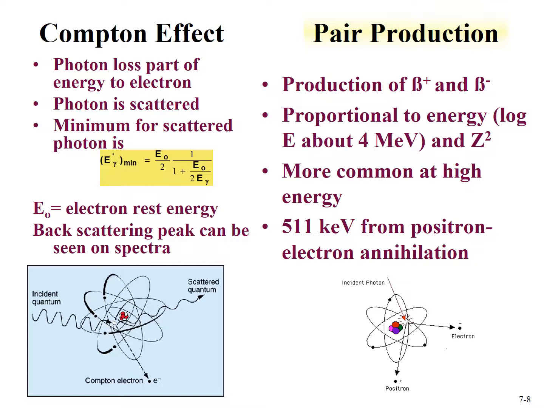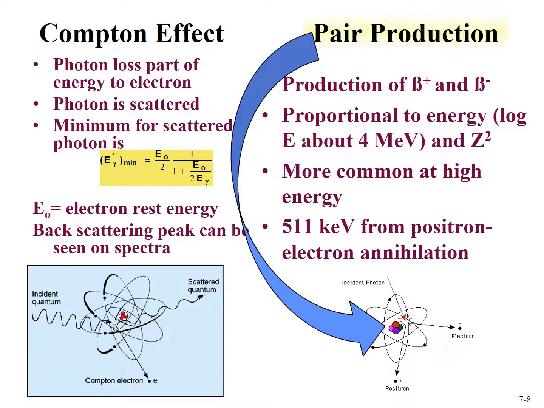A final method for photon interaction with matter is pair production. In this case, a photon converts its energy to the production of a positron and an electron. This is proportional to energy and Z. It's more common at high energy. In fact, there's a threshold. This is often observed with a 511 keV peak, because if we produce a positron, it'll interact with another electron and form this annihilation peak. So in pair production, we see from here, we have an incident photon where a positron and an electron are produced.